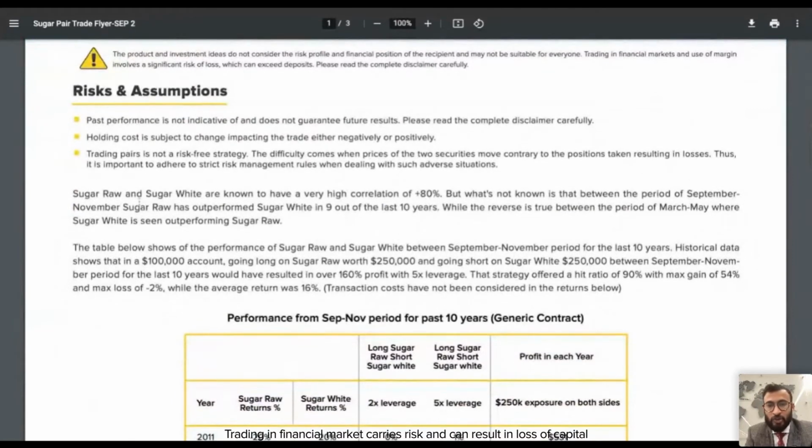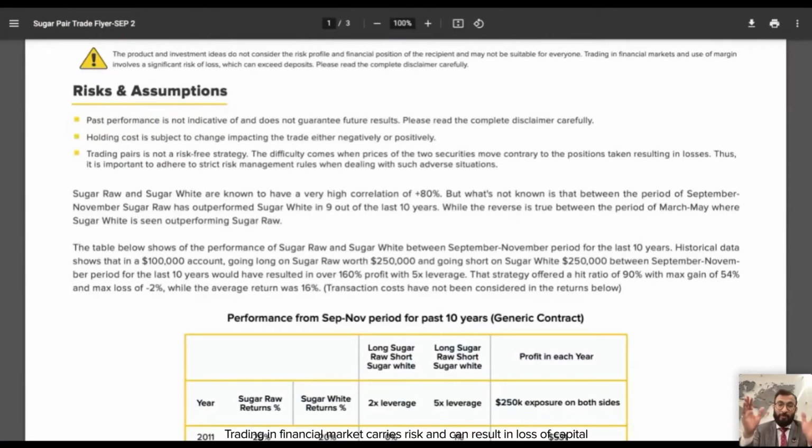Look at this. A lot of backtesting for these strategies is done through a lot of computation on numbers. Between the period of September to November, sugar raw has outperformed sugar white in 9 out of the last 10 years. Please note this down if you have a notepad with you. While the reverse is true between the period of March and May, where sugar white is seen outperforming sugar raw.